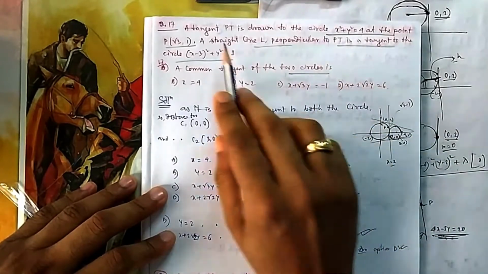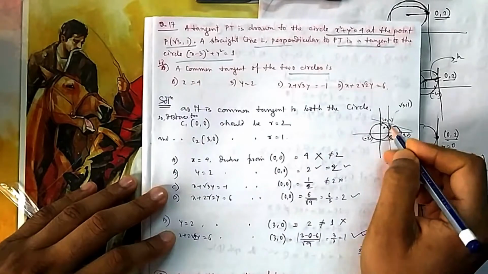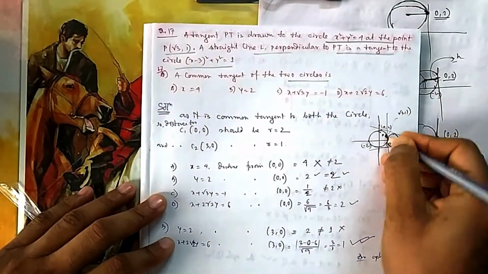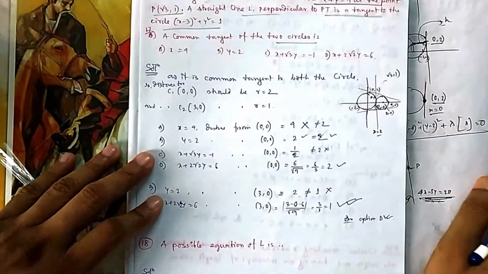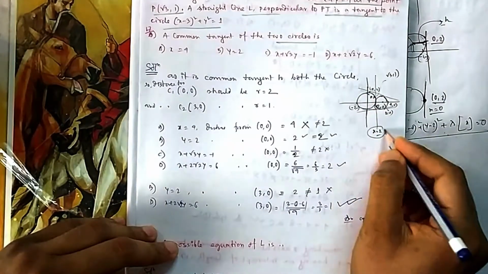Okay. A tangent PT is drawn to the circle at the point (root 3, 1). So if you put root 3, 1, it will satisfy this equation. So obviously that point is on the circle. The common tangents of the two circles first. So you can see this common tangent is this and this. So x equal to 2 is a common tangent.